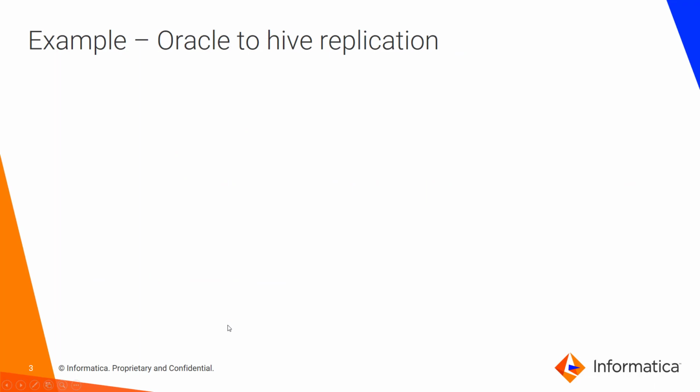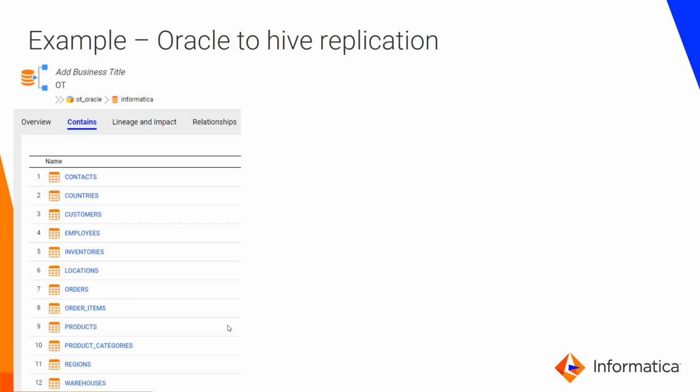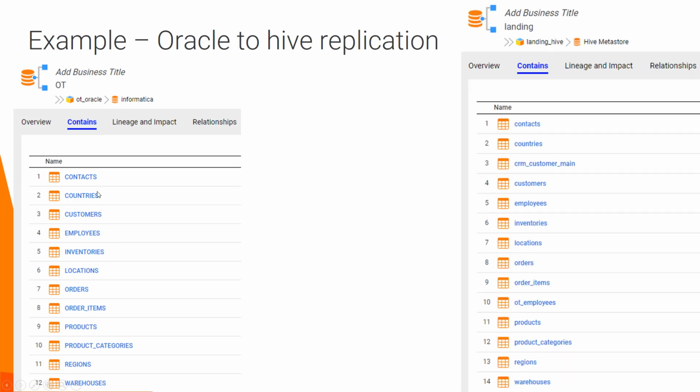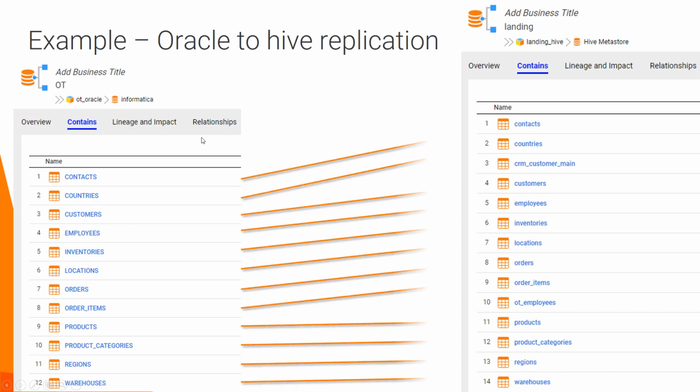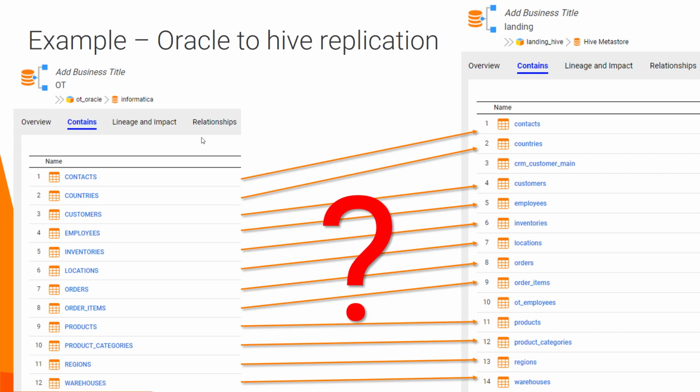So let's look at an example. If we have an Oracle database that I have in my catalog, the schema here is called OT. There's 12 tables, and we have a Hive landing schema with the same tables and a few extras as well. So we've just replicated these tables. But what we don't have is any way to represent this lineage, not automatically anyway, because they were moved or created in a way that we don't have an automatic scanner for.